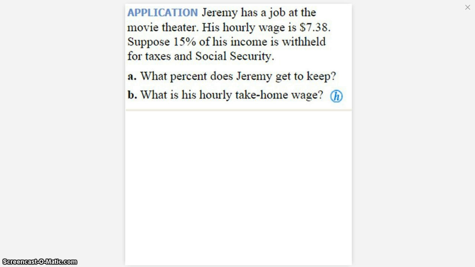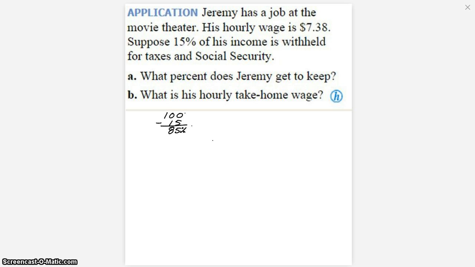So if 15, this first part is tricky. It wants you to find the opposite number. If 15% of his income is withheld, how much does he get to take home? So it's going to be 100% minus that 15%. So he's actually going to take home 85% of his income. So that's going to be the answer to part A, is 85%.